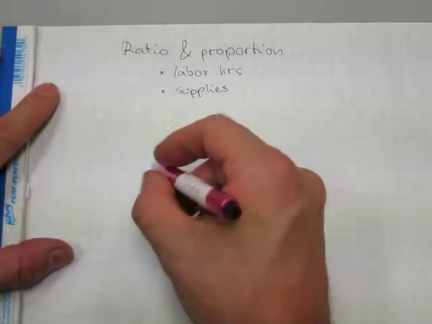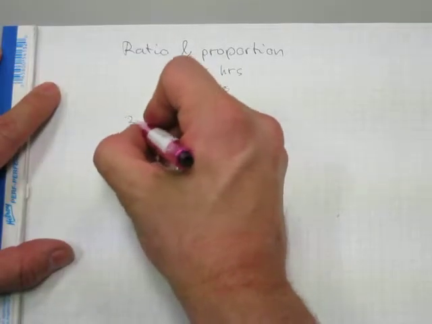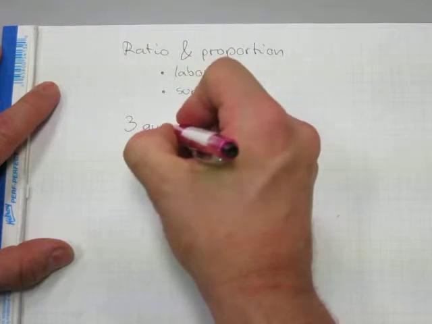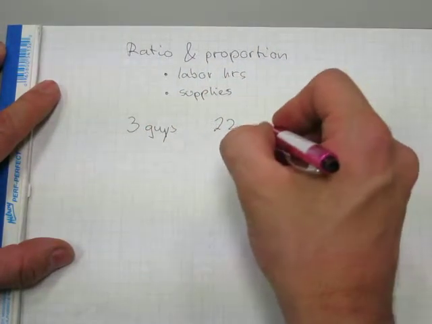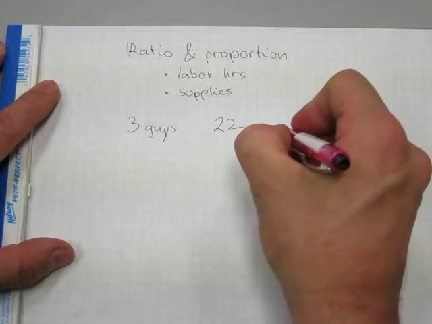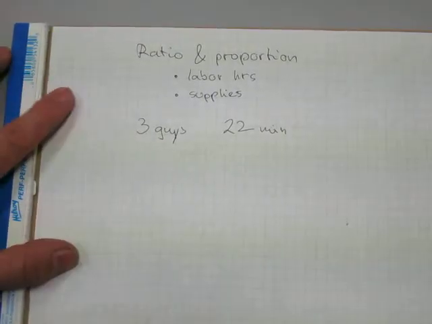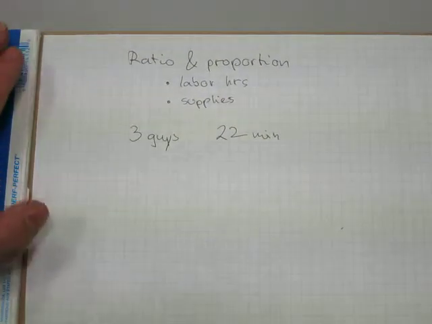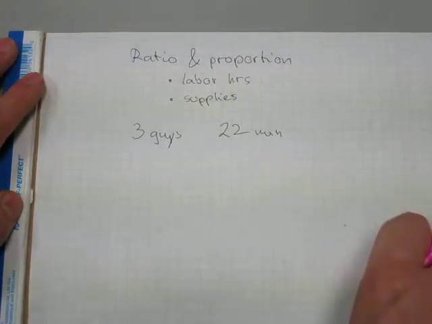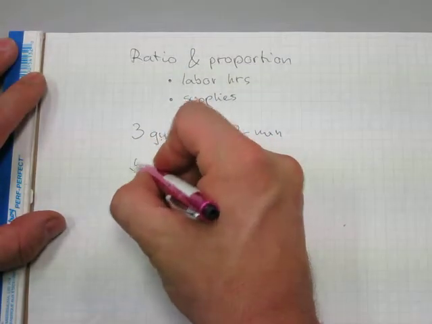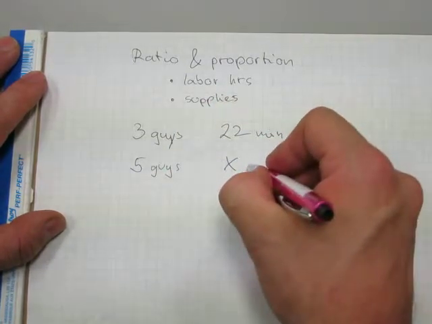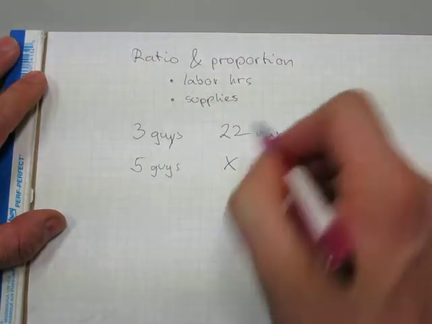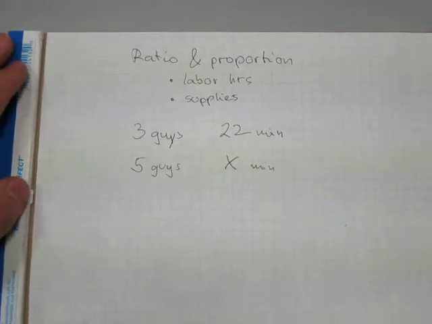For example, on the job site, 3 guys may take 22 minutes to lay a pipe and set the grade on it so it's nicely sloped. And if I put 5 guys on the job site, how much time is it gonna take for them to do the same work?